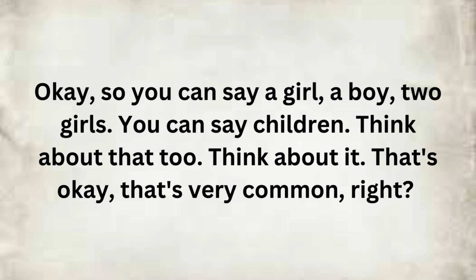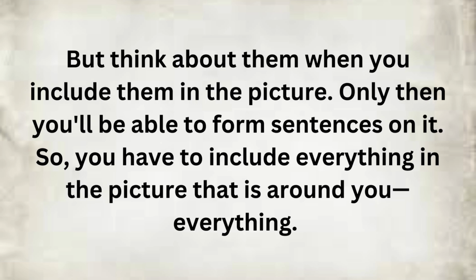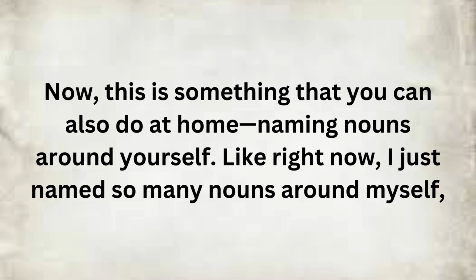Okay, so you can say a girl, a boy, two girls. You can say children. Think about that too. That's very common, right? But think about them when you include them in the picture. Only then you'll be able to form sentences on it. So, you have to include everything that is around you in the picture. Everything.